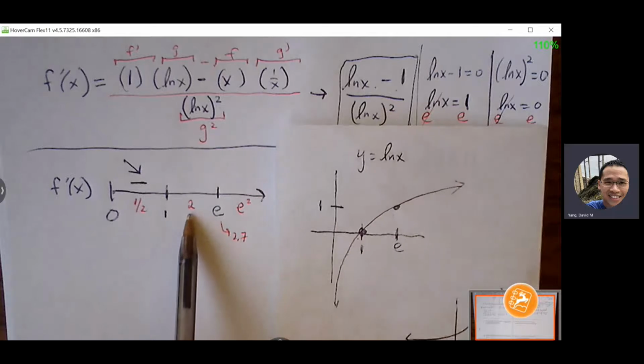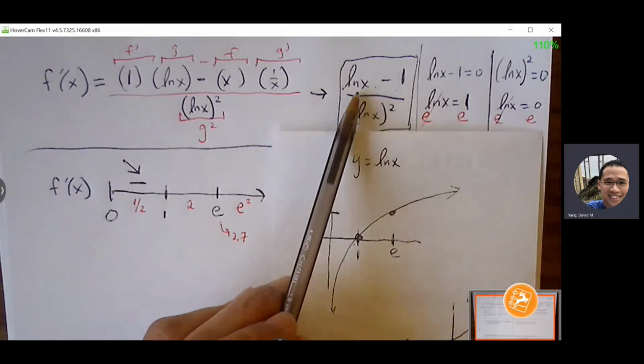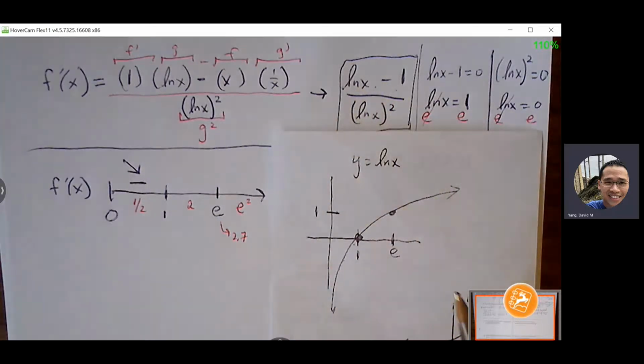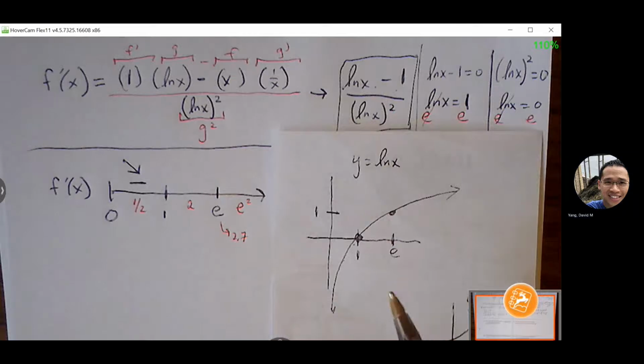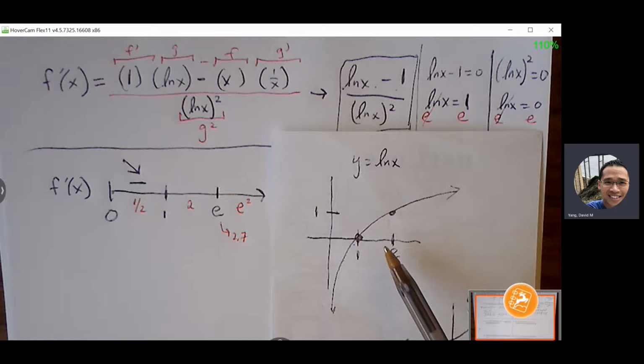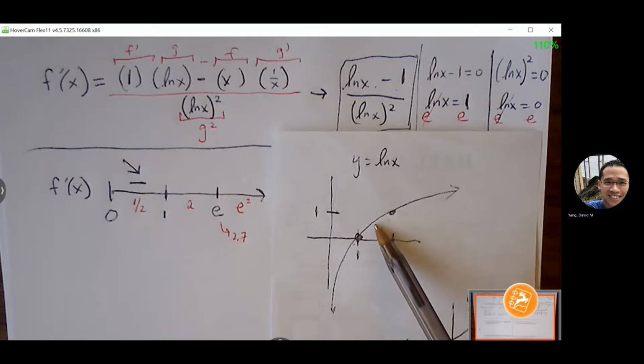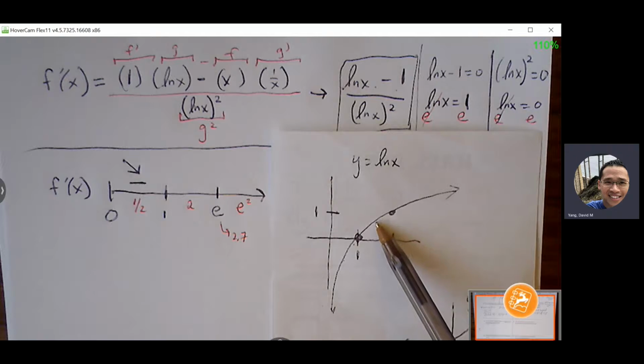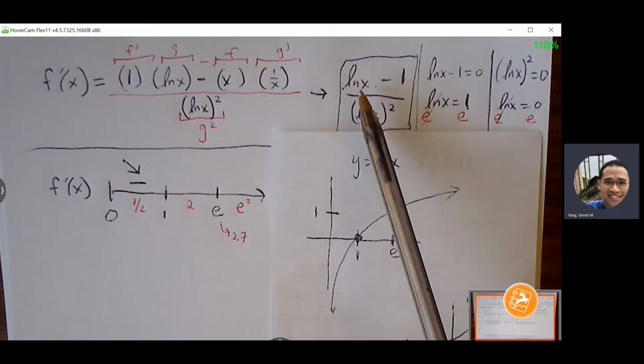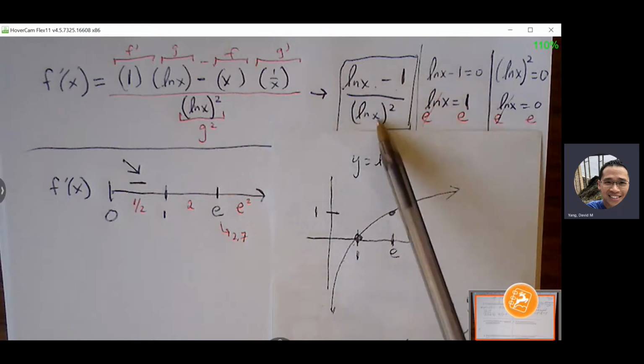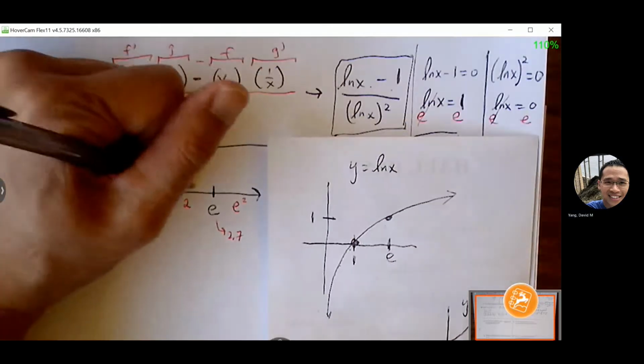Okay, how about 2? Plug 2 in for x, natural log of 2 minus 1. What do you know about natural log of 2? What's your ballpark estimation? Yeah, so maybe 0.5, 0.6, right? Some decimal value between 0 and 1. So imagine it was 0.6. 0.6 minus 1, that's negative. Negative or positive is still negative.